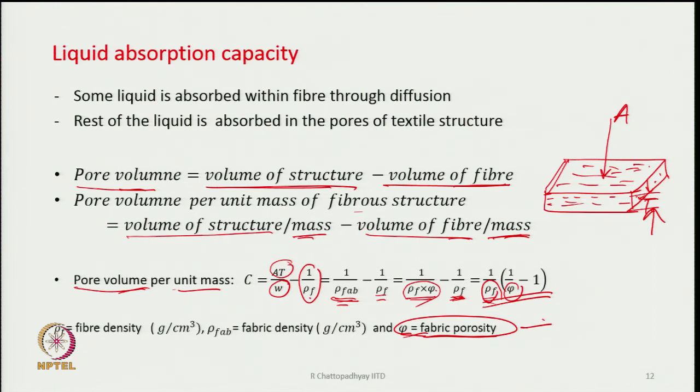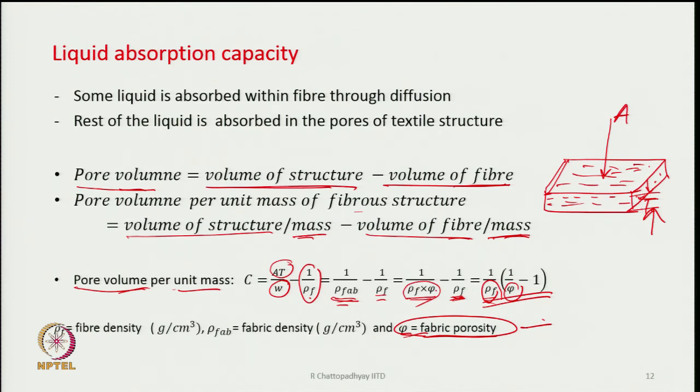Fiber density depends upon whatever fiber we choose. Once we choose the fiber, the density is fixed, but what is in our hand is the fabric porosity part. Porosity will be decided by the process of manufacturing. When you manufacture, suppose in this case a non-woven structure, then we can adjust the process parameters so that we get the desired porosity.